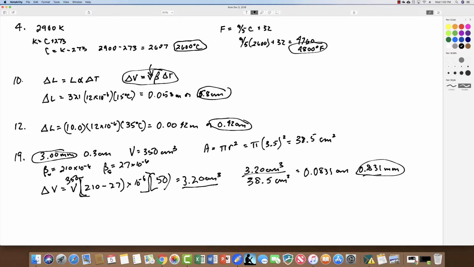And so what that shows is that most of the drop in level is not due to the difference in coefficient expansion. It's due to the loss of something else in the fluid. And as it turns out, it's the loss of gas within the fluid.